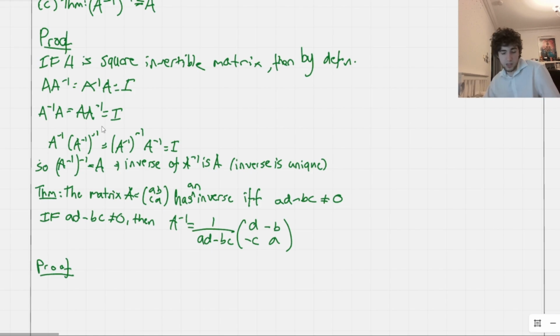And so that's also proven one of the directions of the above statement. Precisely, it's proven that if AD minus BC is not equal to 0, then the matrix has an inverse, because we found it. We literally constructed it, so we know it exists.